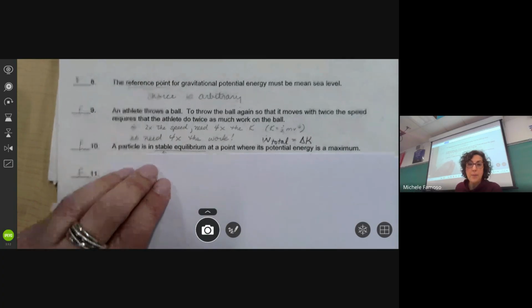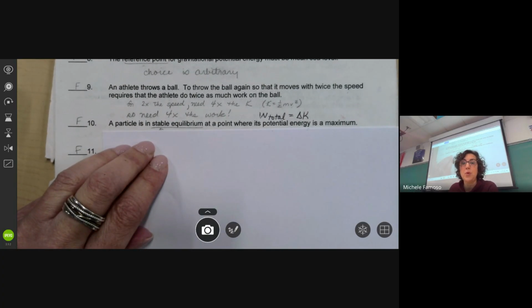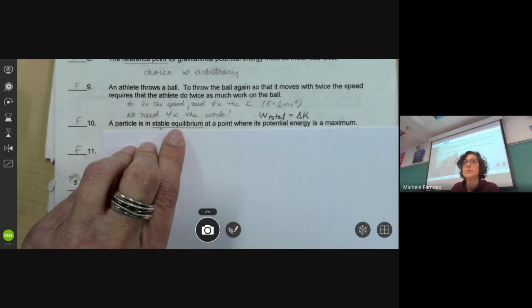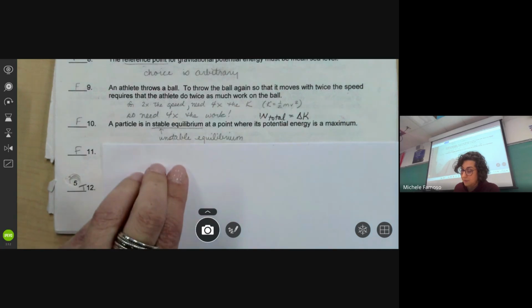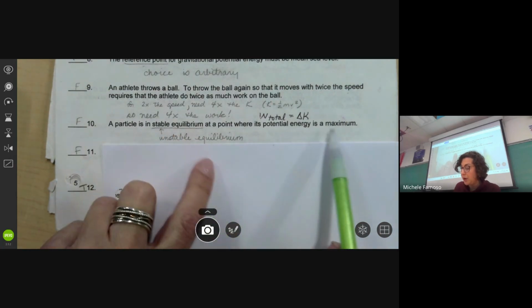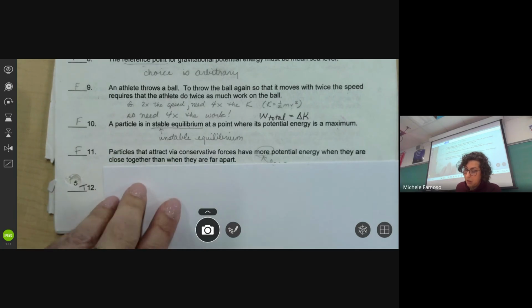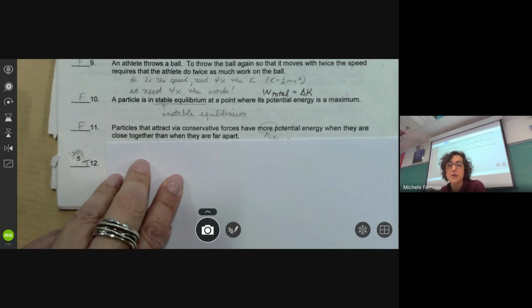Number 10, a particle is in stable equilibrium at a point where its potential energy is a maximum. That's right out of the notes. That's incorrect. What type of equilibrium is it if you have maximum potential energy at that point? Unstable, that's right. Or stable equilibrium, what kind of point would it have to be? Minimum, that's right.